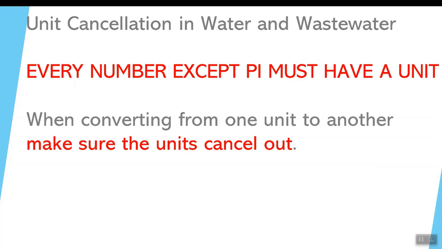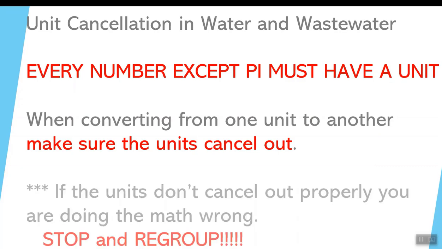And whenever you're converting units from one to another, make sure that the units cancel out. If the units cancel out, then you're doing it right. Just check all the time. If they're not canceling out, then it doesn't matter how many times you're going to do it, you're doing it wrong. So stop, regroup, look for your error, and then at that point in time, you're going to save yourself a bunch of time and frustration.